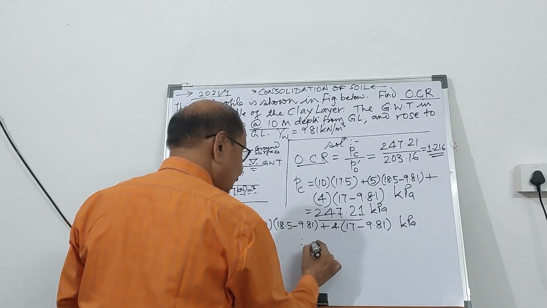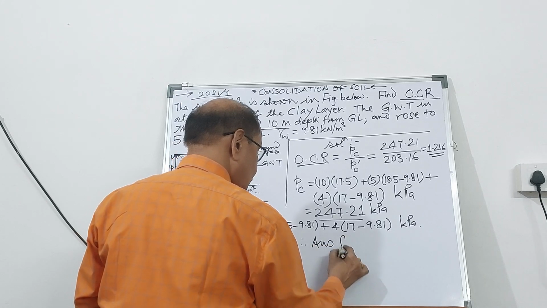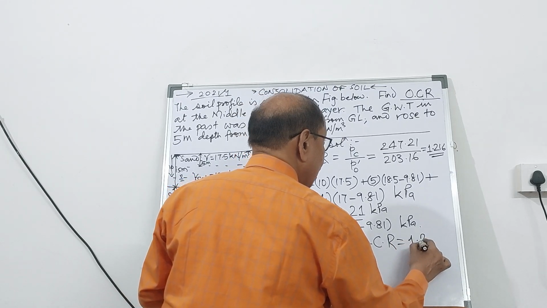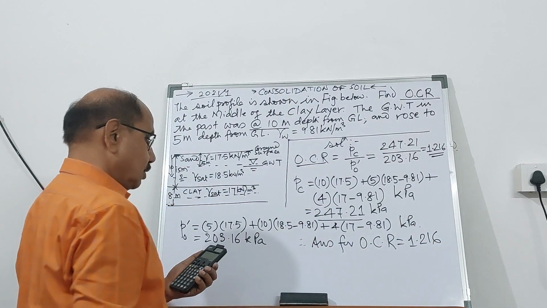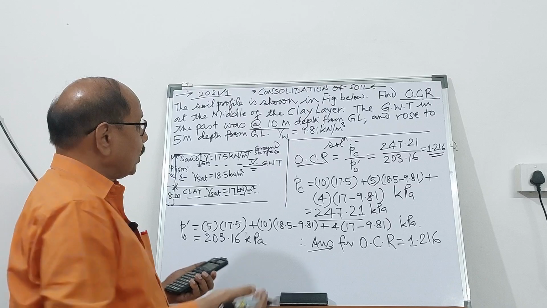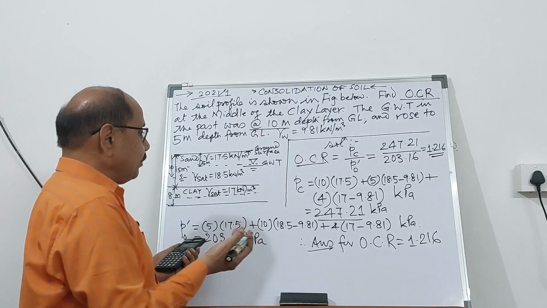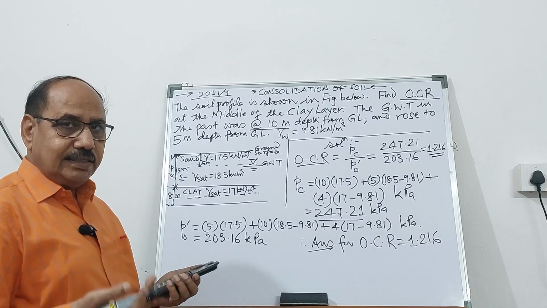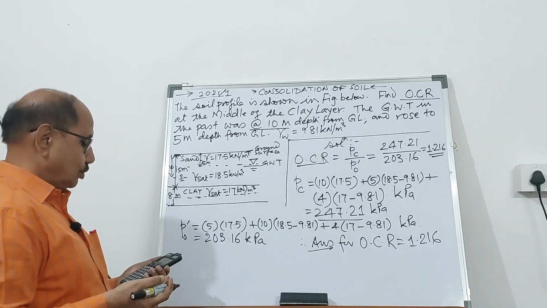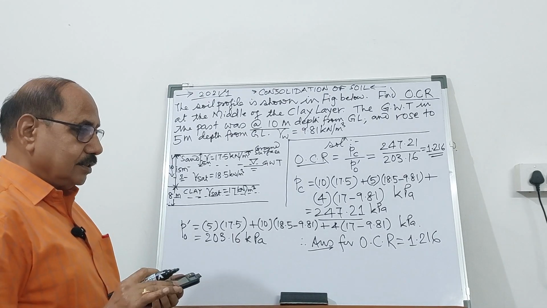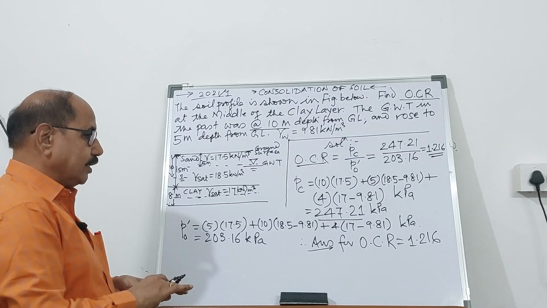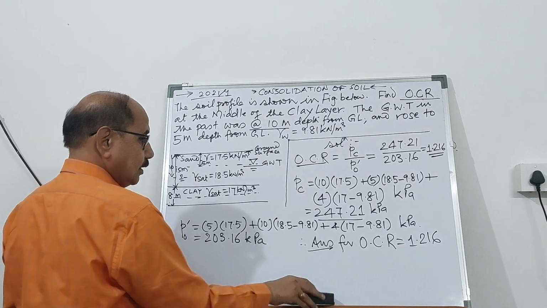So therefore, you got the answer for over consolidation ratio equal to 1.216. So friends, we can do any problem conceptually. What is needed, how to find it out, and if you know it conceptually, there is no reason why you can't solve the problem quite accurately. Next problem we will be taking.